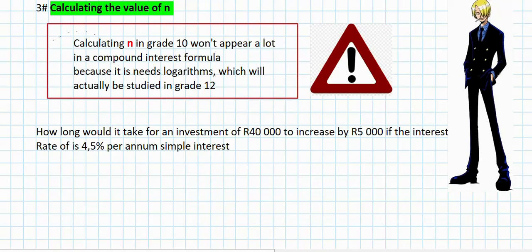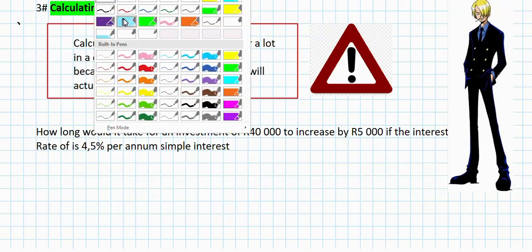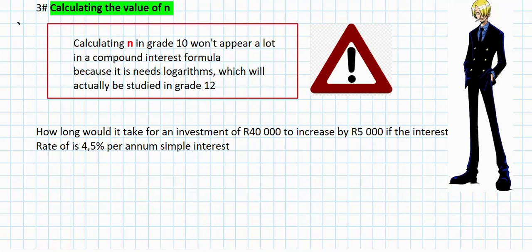So guys, please note, I was very careful in my wording there. Okay. It says, oh, let me choose a smaller highlighter. This is terrible. It says won't appear a lot. It doesn't say it won't appear at all. It says it won't appear a lot.